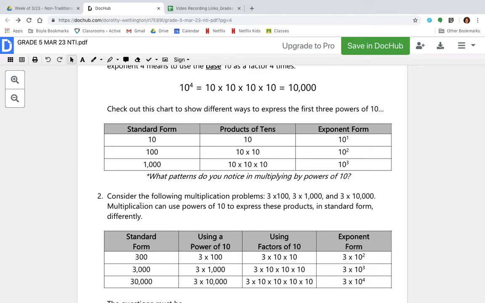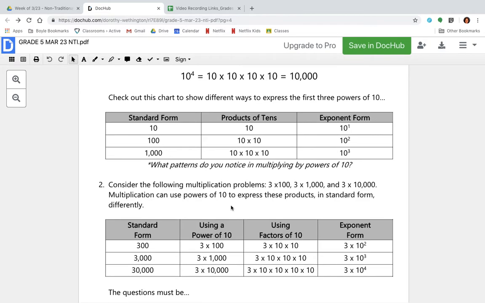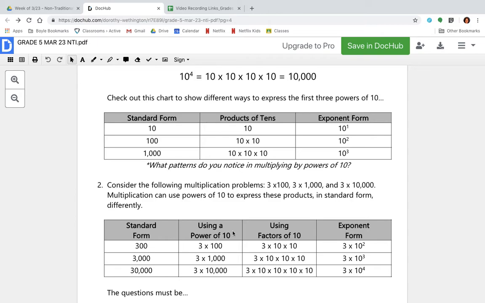Number 2. Consider the following multiplication problems. 3 times 100, 3 times 1000, and 3 times 10,000. Multiplication can use powers of 10 to express these products in standard form differently. Standard form, using a power of 10, using factors of 10, and exponent form.